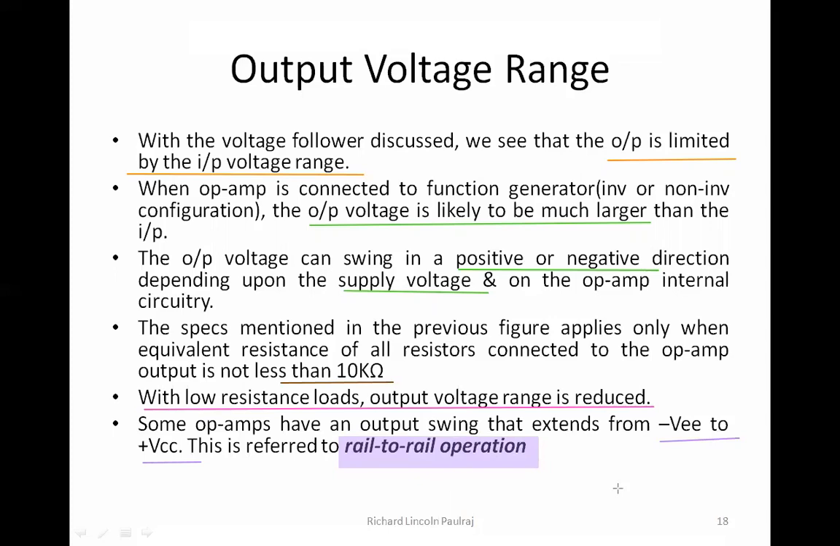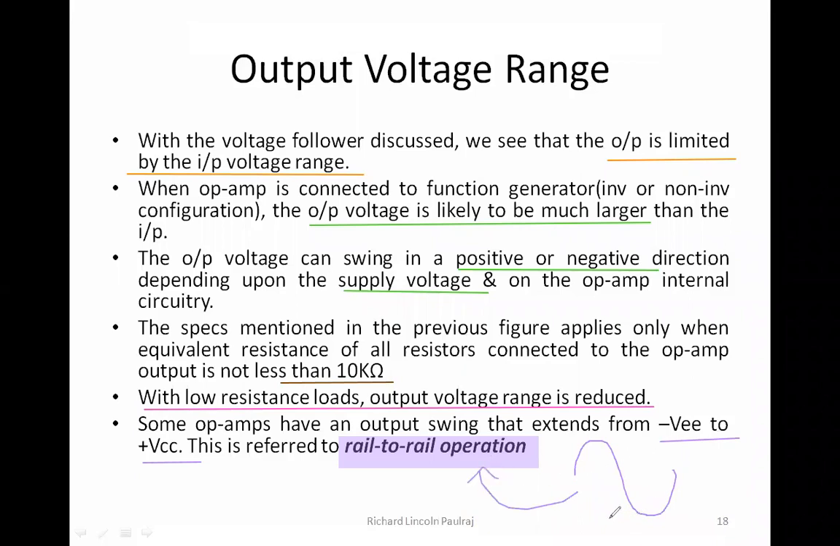If you find op-amps whose outputs are swinging between the ranges minus VEE to plus VCC, this is called rail-to-rail operation, which means it is going from edge to edge. Let's say plus VCC is about 5 and minus VEE is about minus 5. If your waveform is touching the plus and the minus levels, then we can say that it is a rail-to-rail operation.